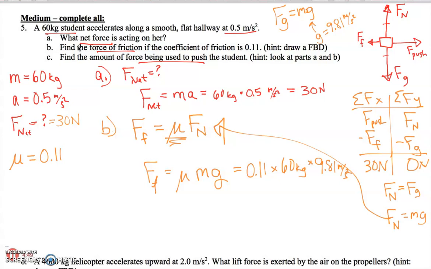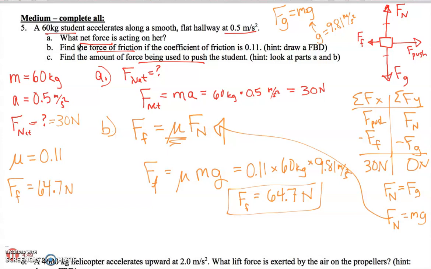So I'm going to take 0.11 times 60 times 9.81, and I get 64. That seems very reasonable. So I get that the force of friction is 64.746, but say 64.7 newtons. Yay! Go team. Okay, so now I know the force friction. We did part B. That's another thing that I can write down on my knowns. Force friction equals 64.7 newtons.